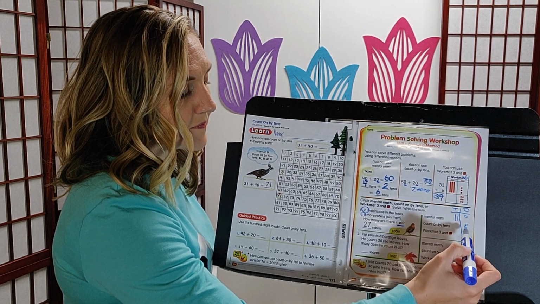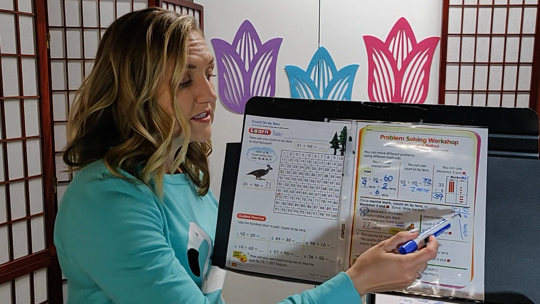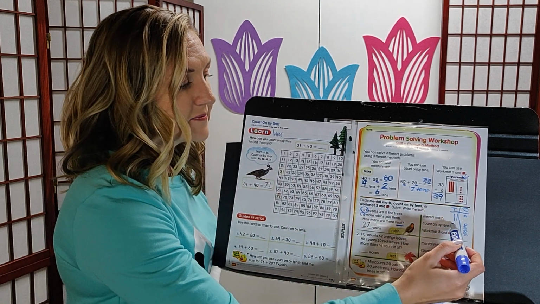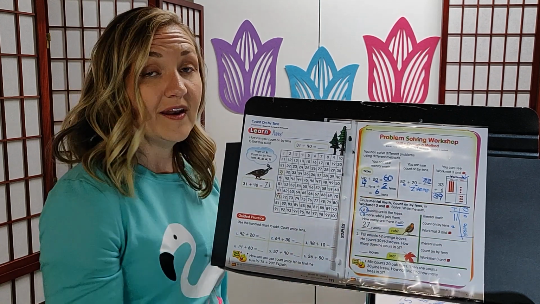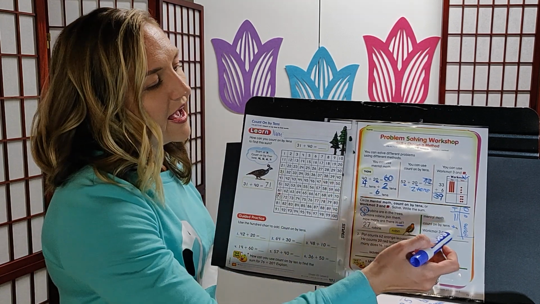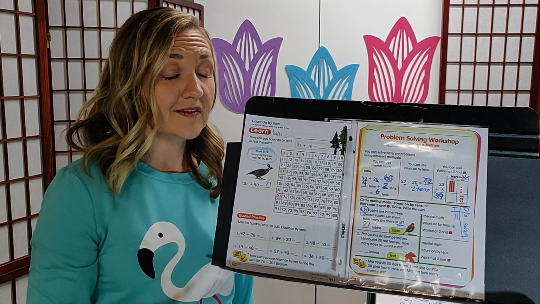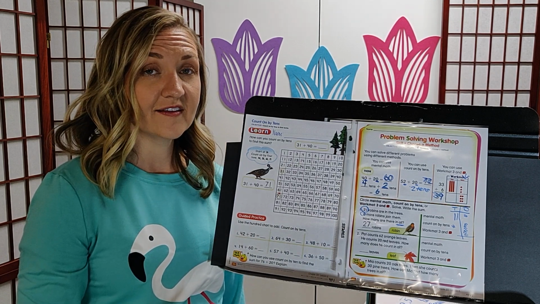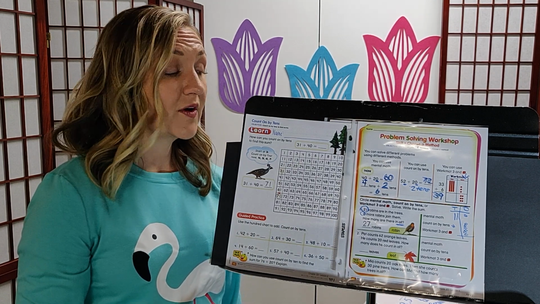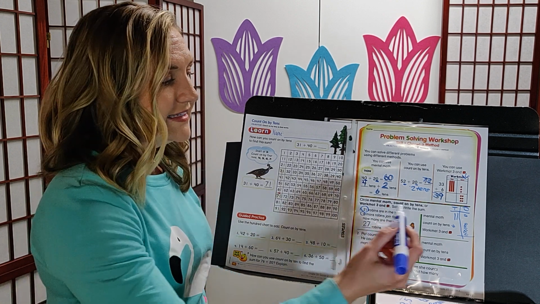Okay, so I have 21 plus 6. How many are there all together? Well, counting first all of your ones, how many ones cubes do you have? 6 plus 1 is equal to 7.